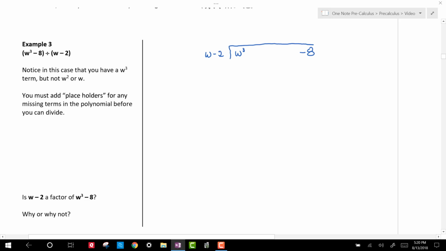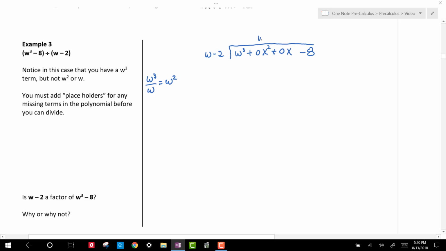So what I like to do is I like to see the squared term. Well, I can't just put w squared because that would mean 1w squared, so I have to put in a 0w squared. There's no w squareds there. And I'm also going to put in a 0w, because now I can see the cubed term, the squared term, the term to the first power, and the negative 8, and now I can just do it like we did above. W cubed on the inside divided by w on the outside is w squared.